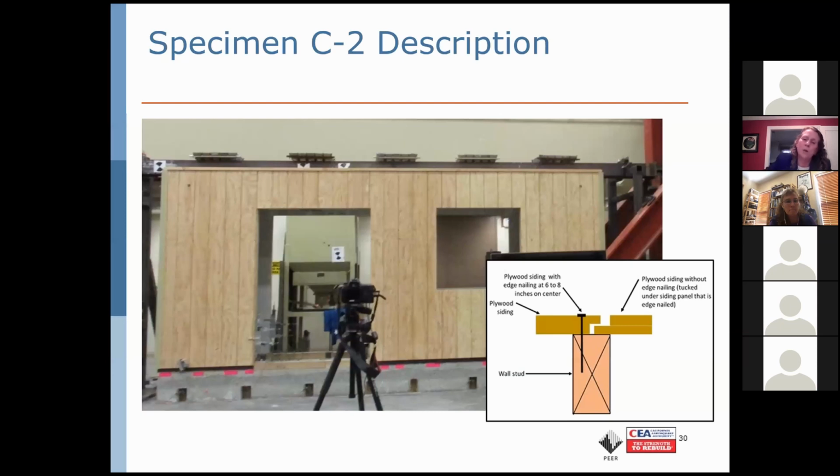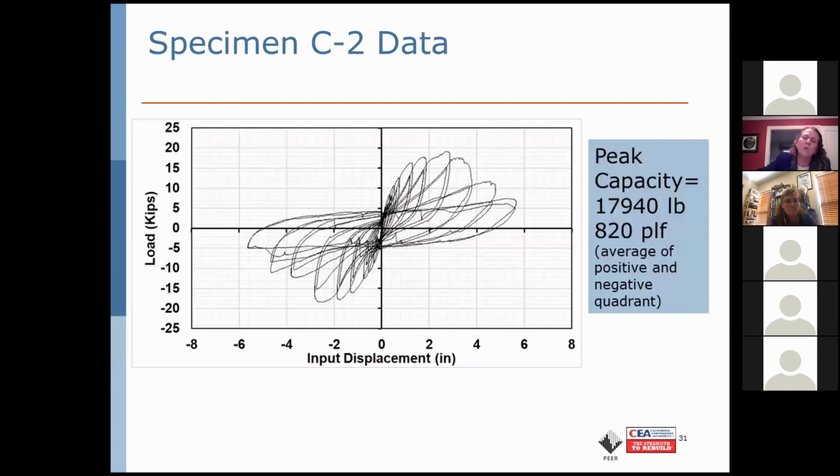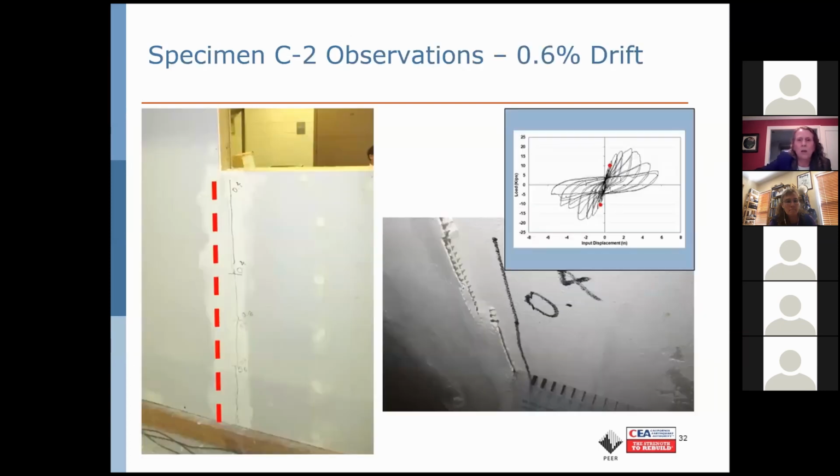And so we didn't get both sheets at the abutting edges nailed. We only got one, and that's much less than you would do if you were actually trying to use that as a shear wall. We see the hysteresis here, and we got up to about 820 pounds per linear foot.